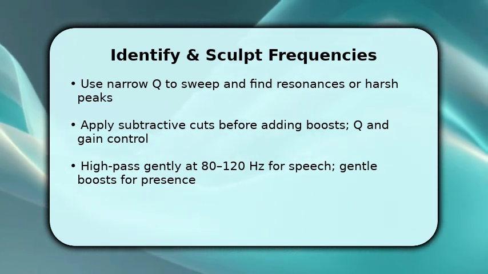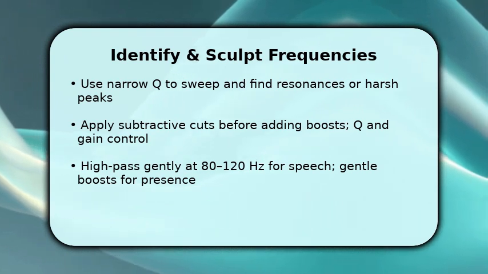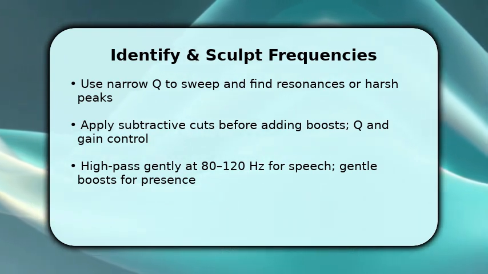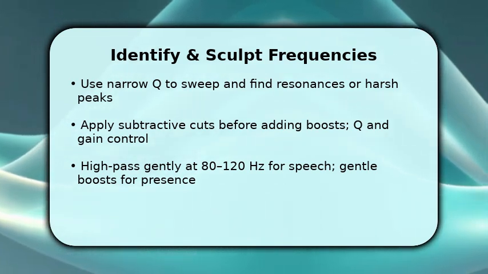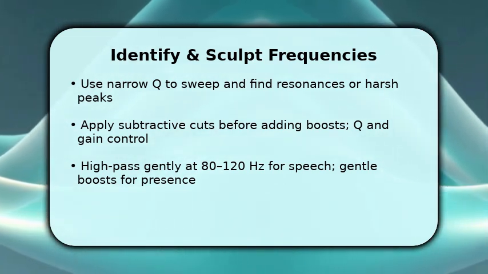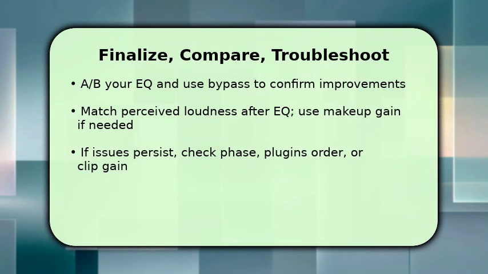For presence, use a wide bell boost around 3.6 kHz sparingly. Apply a gentle high pass at roughly 80 to 120 Hz for dialogue to remove rumble. Make small moves, bypass often, and compare with and without changes to judge. You finish by balancing levels and using an A/B comparison.